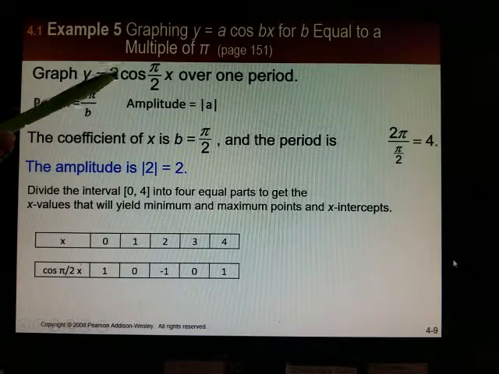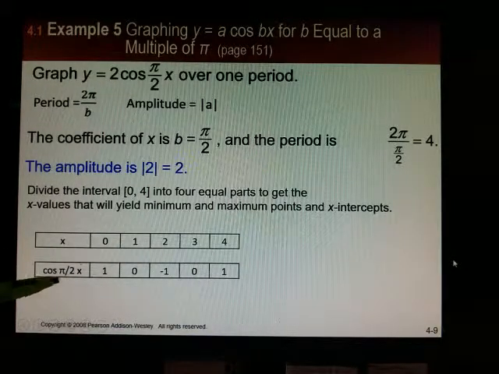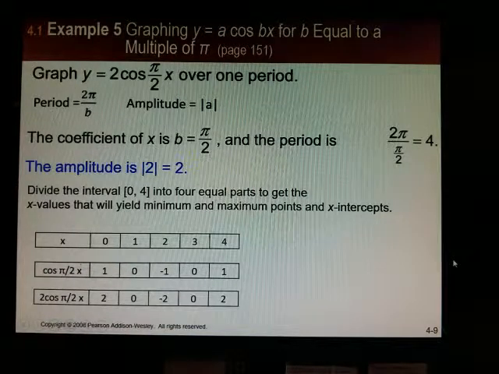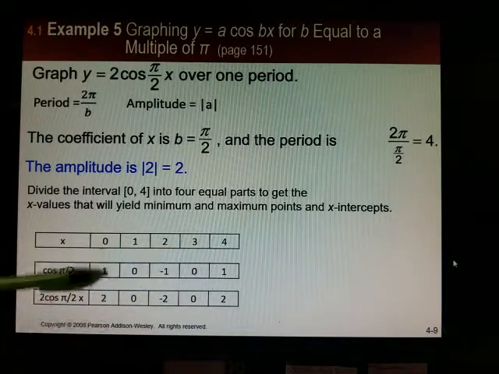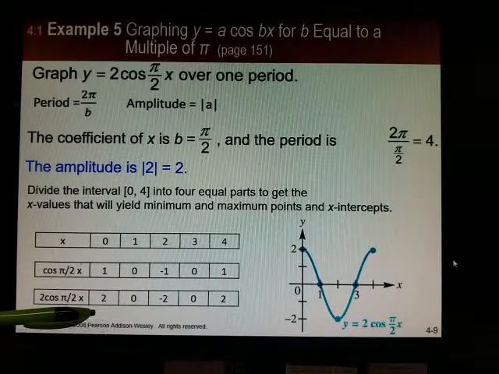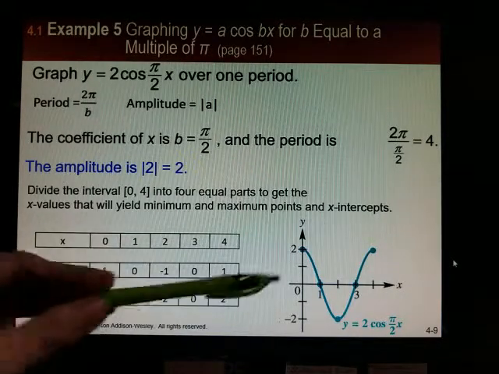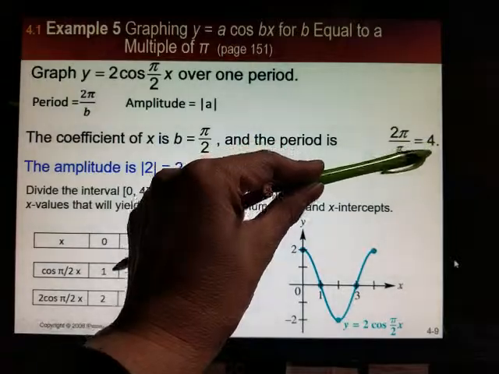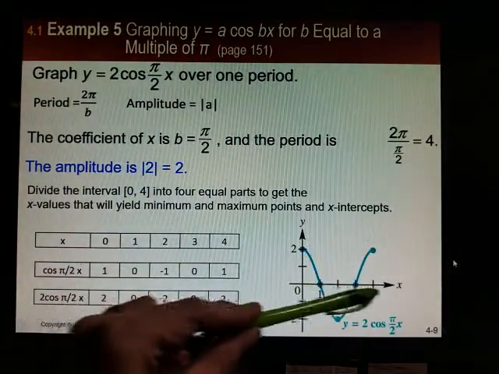That coefficient in the front was a 2, so we take 2 times every single one of these values. Now, this is the x-axis. This is my y-axis for my points that I plot, and there is my graph. And remember I said it would complete the full cycle in 4 units long. That's the length of the period straight across here.